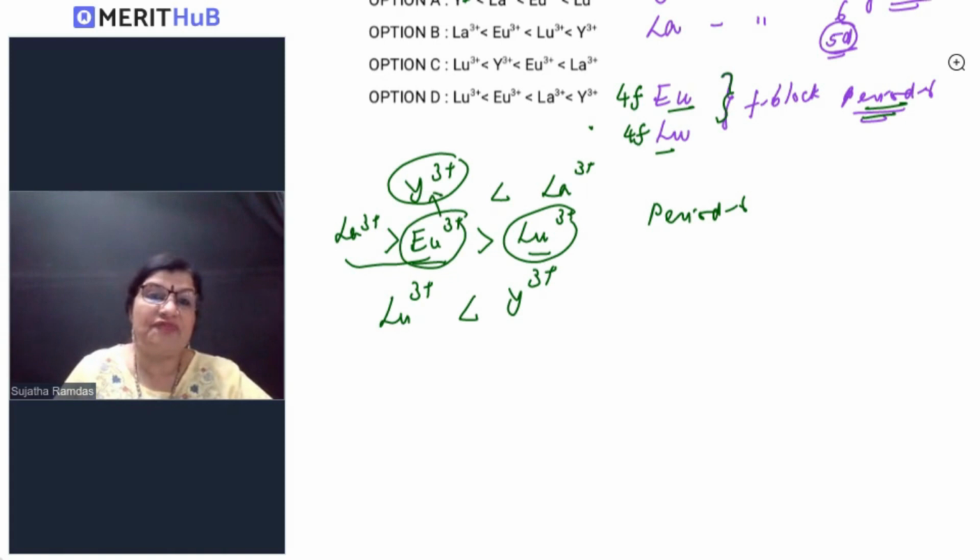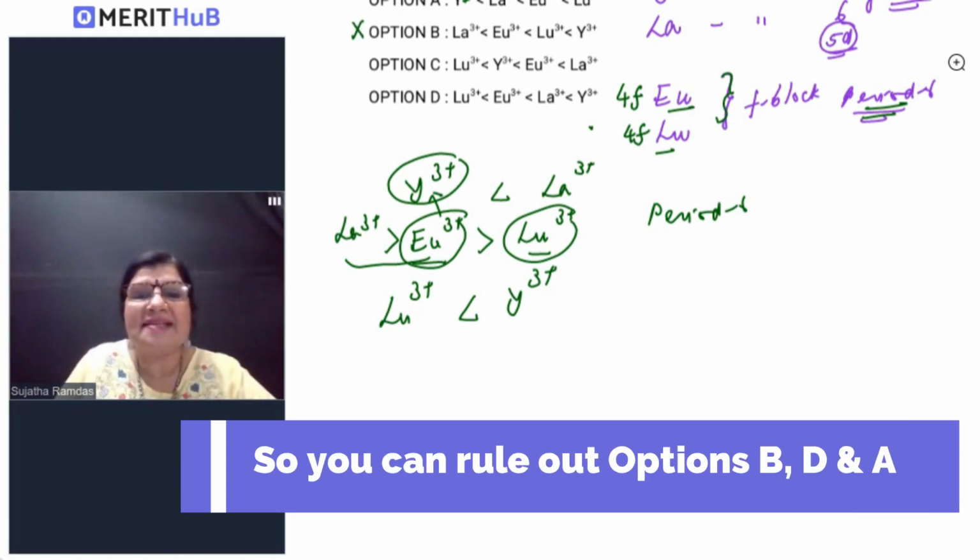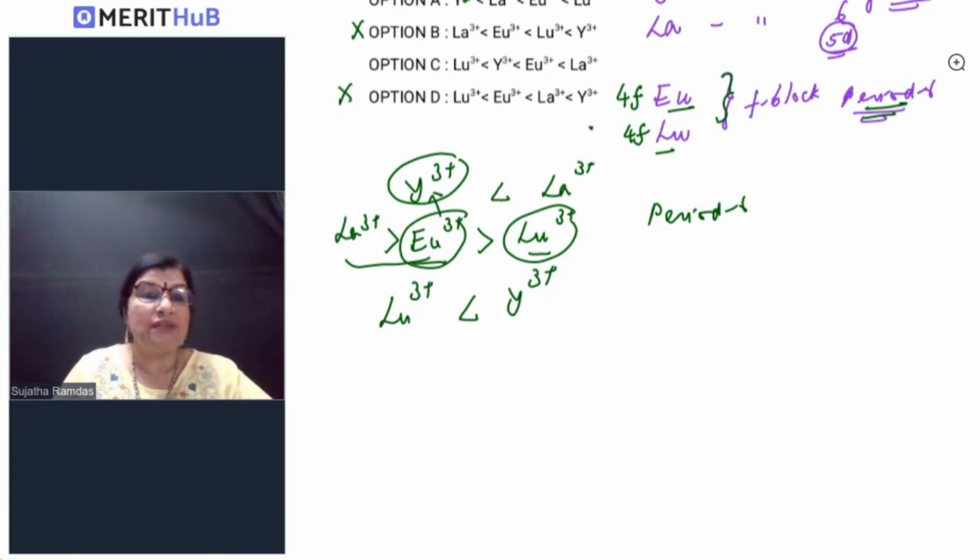You might wonder how to identify that. You can identify the correct option by an elimination technique. From this discussion, you know that the lanthanum ion is the largest, so you can rule out options B and D, right? You also know that the lutetium ion is the smallest. So now we've got the correct answer, lutetium ion is right here. In this option, the lutetium ion is smaller than the yttrium ion. The yttrium ion is smaller than the europium ion. In other words, the europium ion is larger than the yttrium ion. And then finally we have the lanthanum ion.